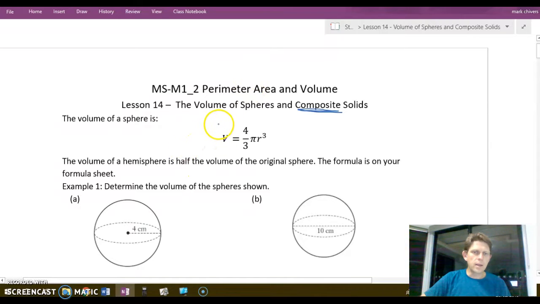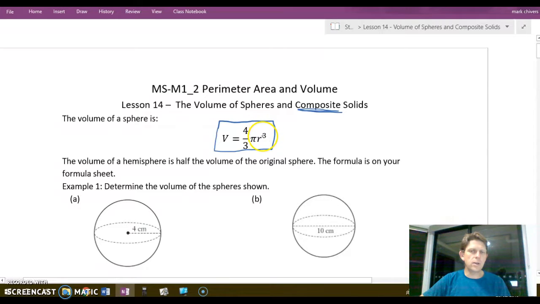Once again, there's a nice little formula for spheres, and this formula, I believe, is provided for you on your formula sheet. And we've just got to know when to use it. So it's important to understand these formulas in the sense of recognizing when they get used.